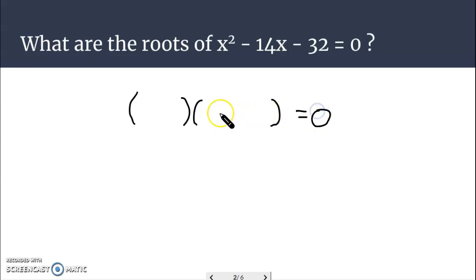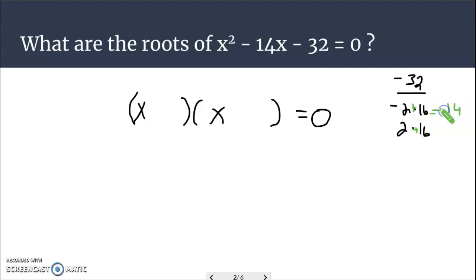So I set up the factored form of it, x and x, and I ask what factors of negative 32 add up to negative 14. Well, there's lots of ways to get negative 32. We could take negative 2 times 16. We can take positive 2 times negative 16. But if I were to add those, notice what I get. Here I'll get a positive 14, and here I would get negative 14, because 2 plus negative 16 is negative 14. So there's my combo that works.